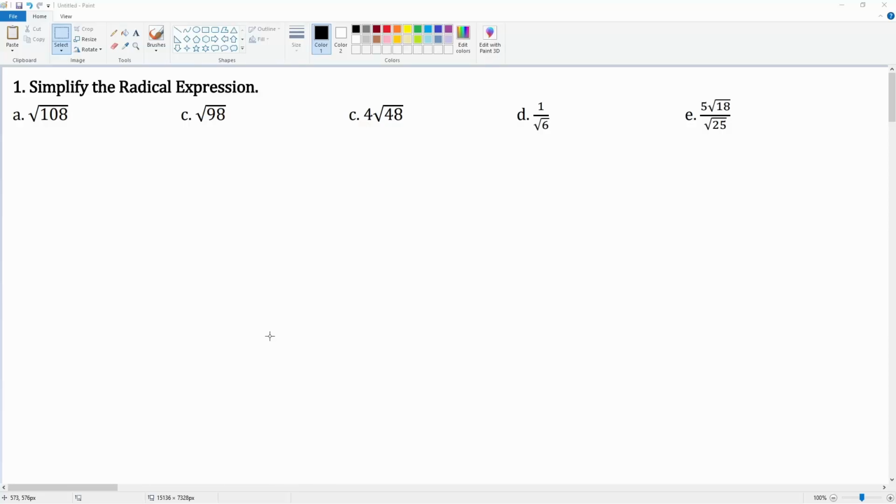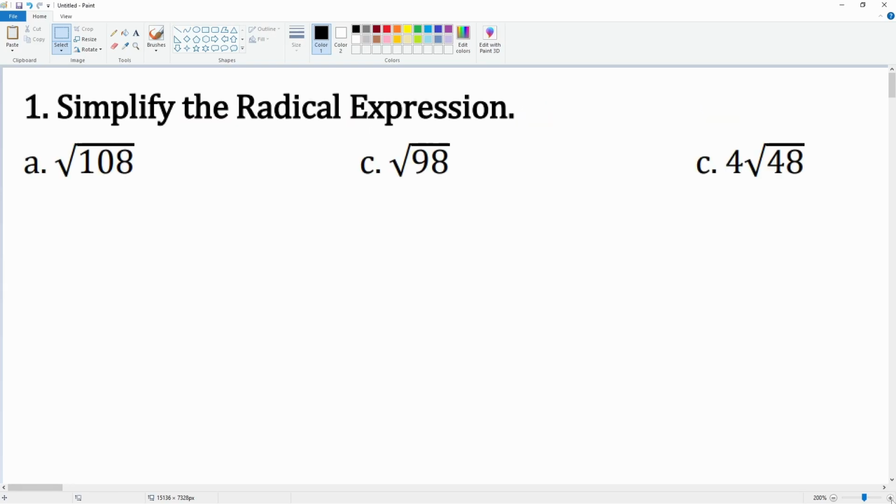Number one, you're going to simplify the radical expression here. When we break down radicals, we want to break it down into factors that include a perfect square. Here I can try 4, or because it's even, I could even try 16 or 36. I'm going to see if 108 can be divided by 4, which it can. It would be 4 times 27, right?